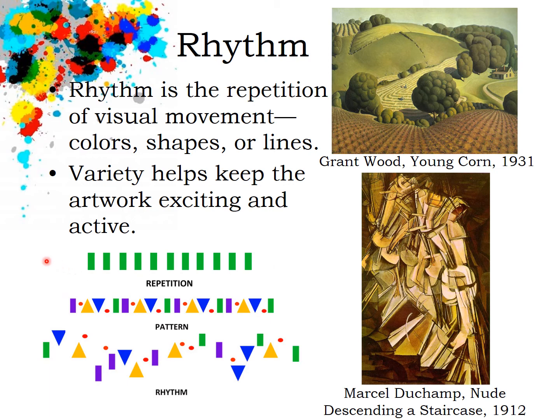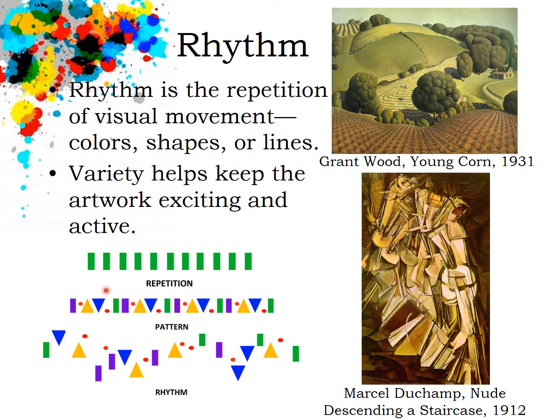Repetition is the same thing over and over again. Green rectangle, green rectangle, green rectangle, green rectangle. It's the same thing over and over again. A pattern is also different than rhythm. A pattern is the same thing that has different elements. It goes in a certain order, then it stops and starts over again. So purple, red, yellow, blue, red, green. Then it stops and starts again. Purple, red, yellow, blue, red, green.